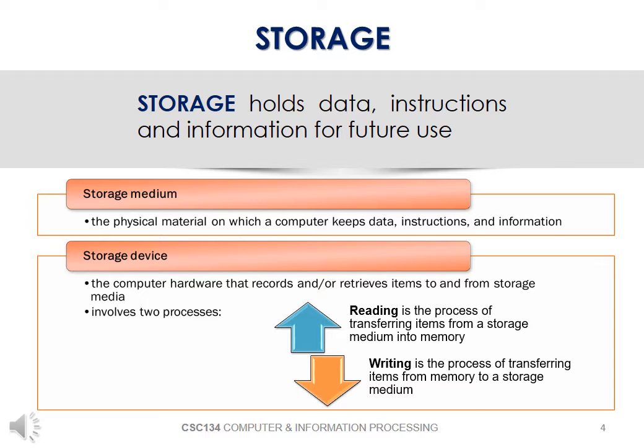First is storage medium. Storage medium is the physical material on which a computer keeps data, instruction, and information. Storage device is the computer hardware that records and retrieves items to and from storage media. Storage device involves two processes, which are reading and writing. Reading is the process of transferring items from a storage medium into memory. Writing is the process of transferring items from memory to a storage medium.